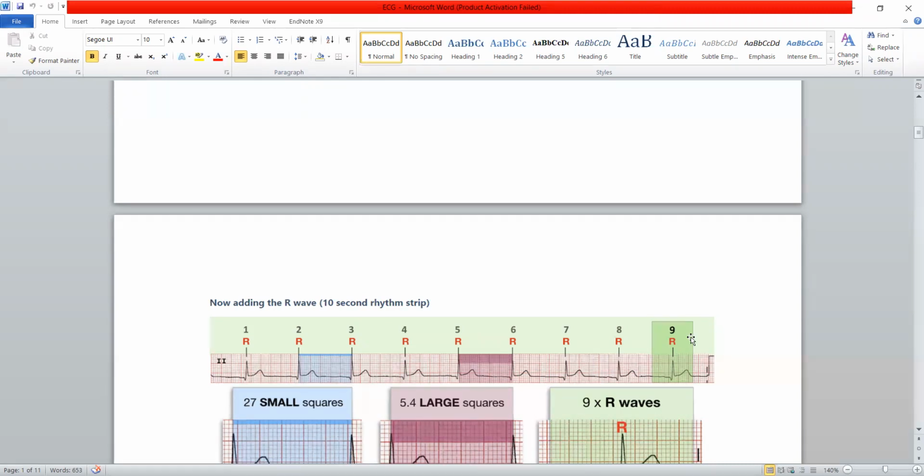It is given at the bottom of the ECG, and lead 2, or limb lead 2, is usually used as a rhythm strip, and it is usually 10 seconds long. So we calculate the total number of R waves in a rhythm strip, which in this case is 9.